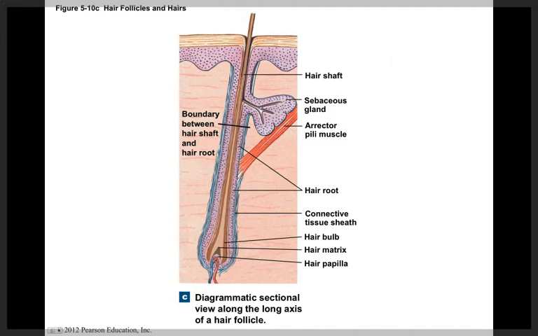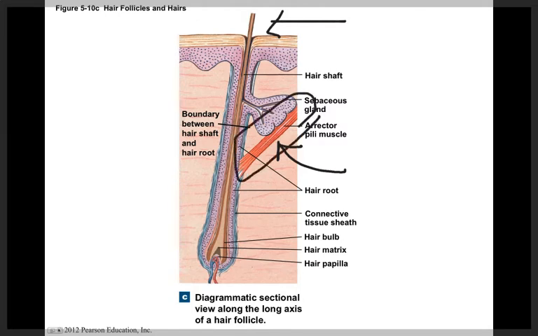Hair has a couple of functions. It protects the scalp from UV radiation. When it's found in the ear and in the nostrils, it helps to prevent the entry of foreign particles and insects into those areas. And then we also see this muscle here called the erector pili muscle. The erector pili muscle is a smooth muscle.